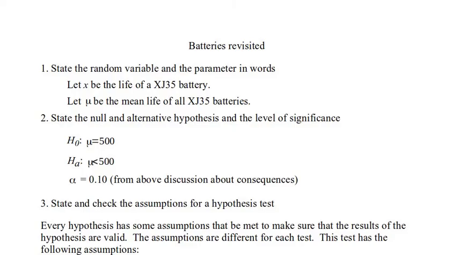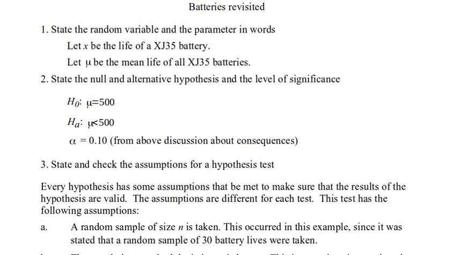So the null hypothesis is the manufacturer's claim that their batteries last 500 days. Our alternative hypothesis is that they don't last that long, that the population mean is actually less than 500 days. And because these are important batteries, we've chosen alpha to be 10%.